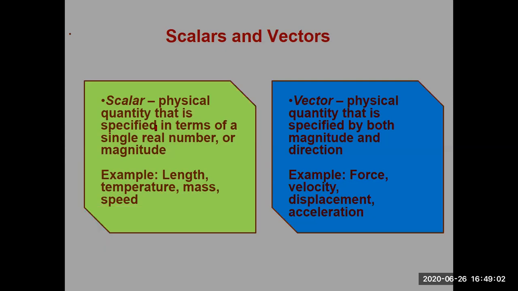A scalar is a physical quantity that is specified in terms of a single real number or magnitude, and it does not have any type of direction. Those types of quantities are called scalar quantities. Examples are length. You measure the length of any substance, that is 1 meter, 2 meter; you don't know the direction of length.